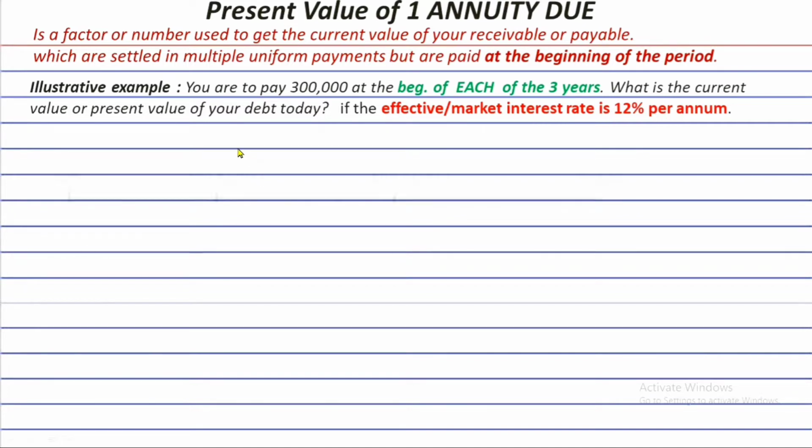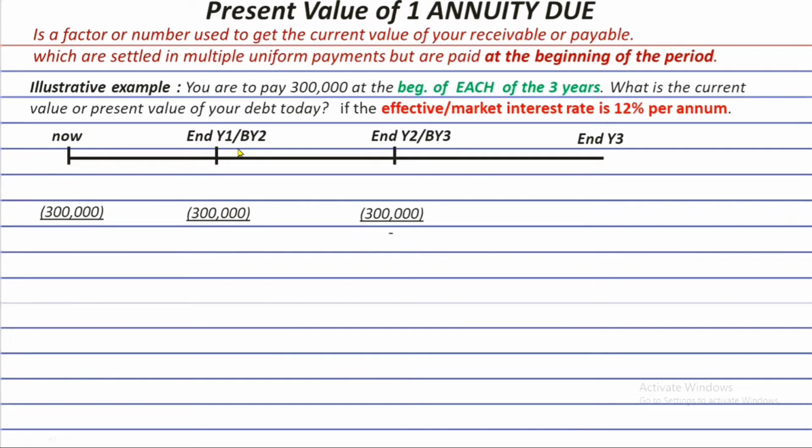So here's the pattern of payments based on the illustrative problem. If this is now, the first payment is made immediately in this date. And then, the second payment is made at the end of year 1. But I need to make it clear that this end of year 1 can also be treated as the beginning of year 2. That's why I made this label, so that it will fit with what I told you earlier that annuity due or annuity in advance factor is applicable for payments that are made at the beginning of each period. Okay? So, let's go back here.